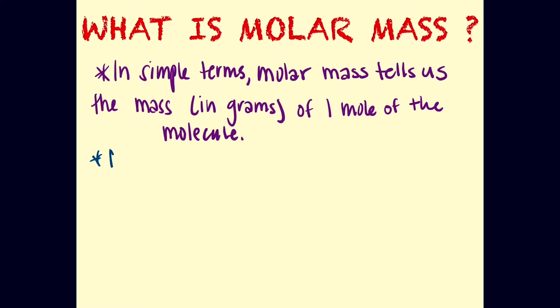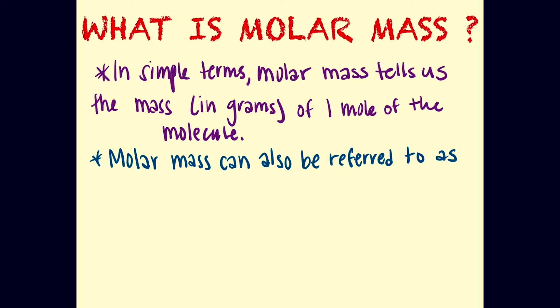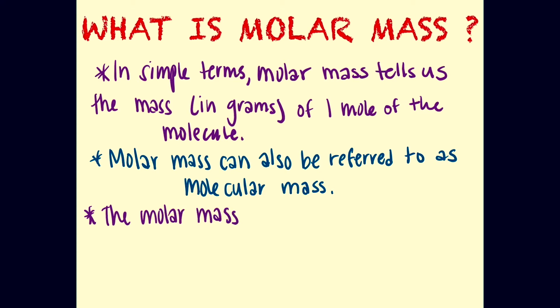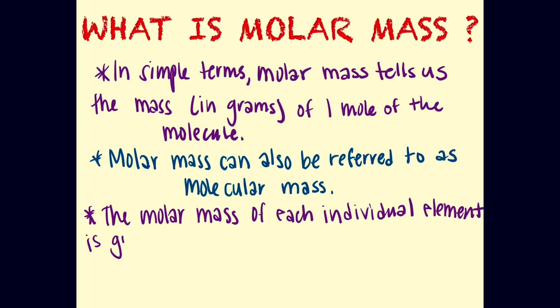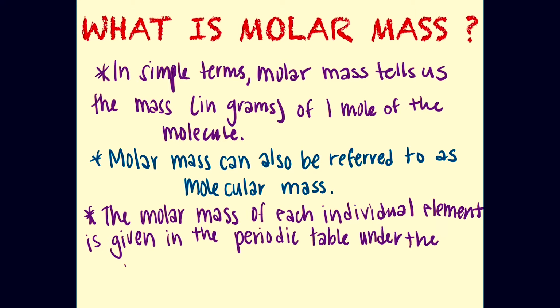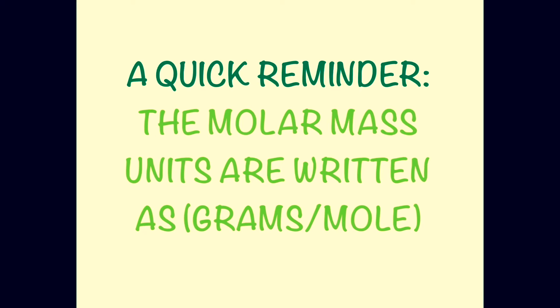Most importantly, what is molar mass? In simple terms, molar mass tells us the mass in grams of 1 mole of the molecule. Molar mass can also be referred to as molecular mass. The molar mass of each individual element is given in the periodic table under the symbol of the element. A quick reminder, the molar mass units are written as grams per mole.